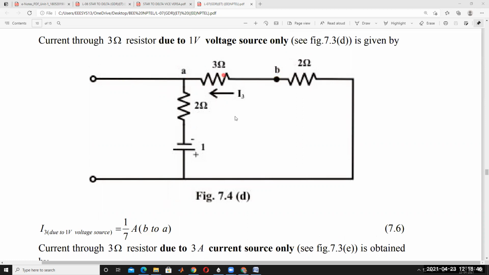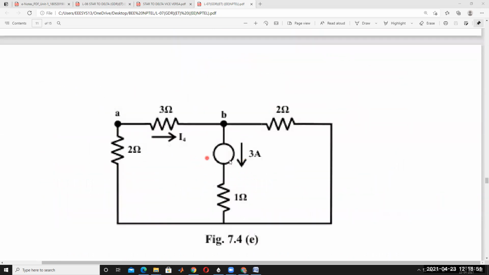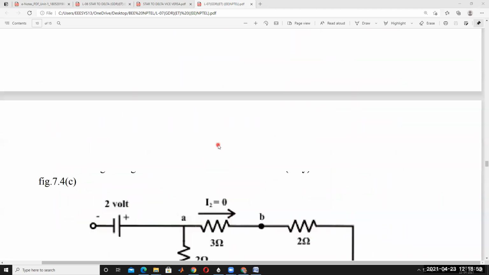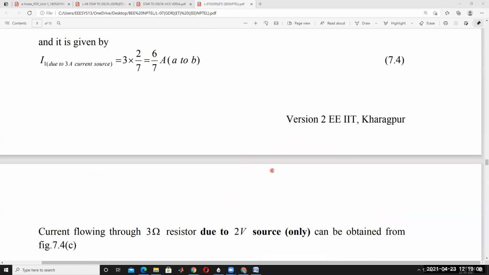If A to B, it's called minus 1 by 7. Okay. And then next, by activating this 3 amps current source in this circuit, deactivate this source and deactivate this source. How to deactivate this source? Open circuit here and here, short circuit here, short circuit here. So activate this 3 amps current source.